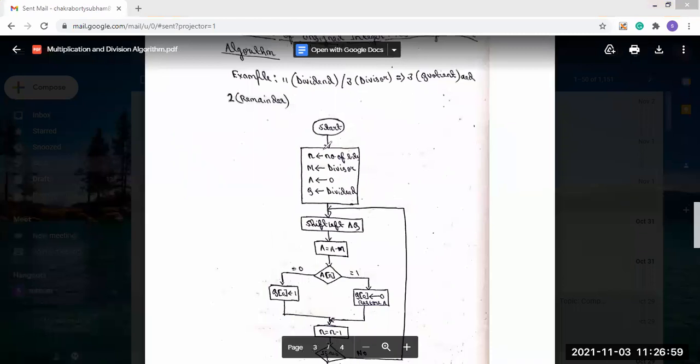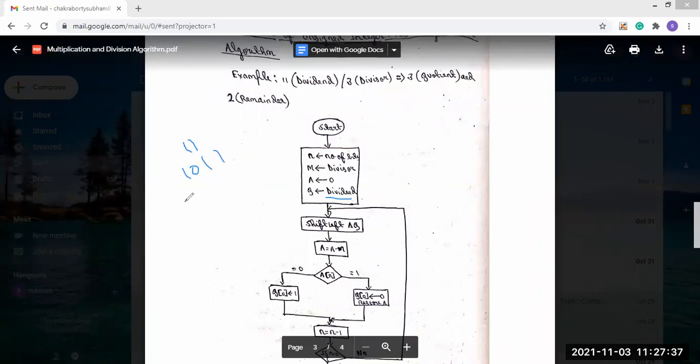That means to represent the dividend, how many bits are required? Our dividend is 11. To represent 11, we require 4 bits. If we convert this 11 into binary, that means 1011.